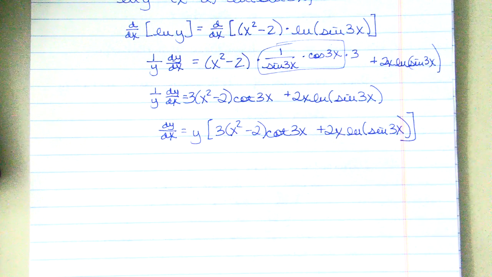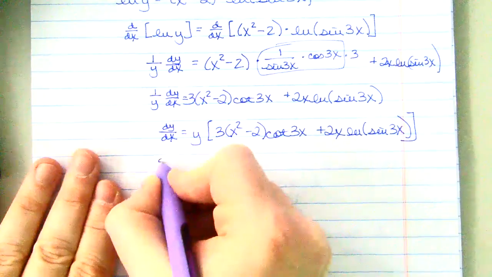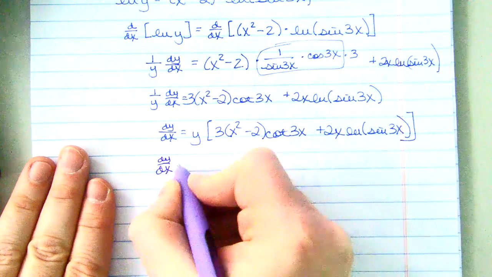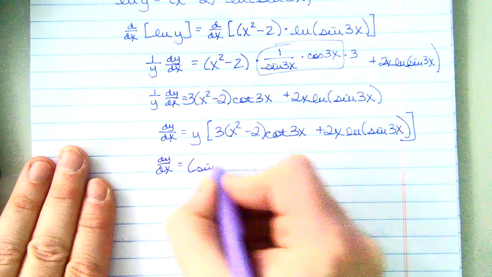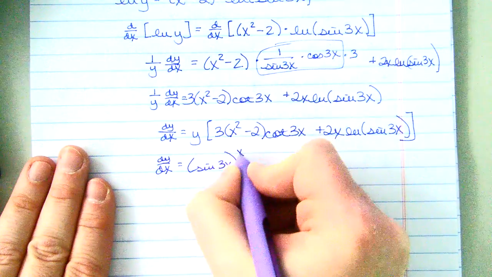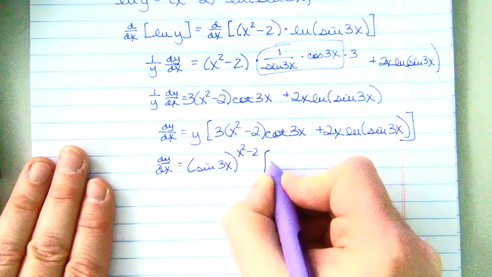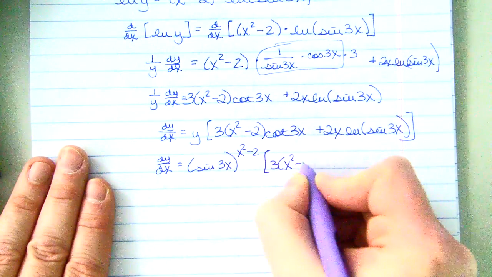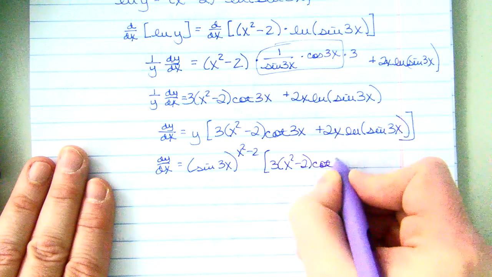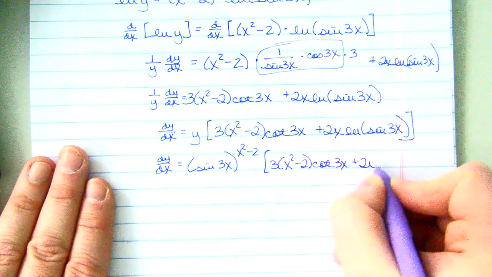I'm done. Am I actually done though with this problem? No, I'm done with this step, not done with this problem. Oh, what do we do? Yeah, replace the y with the mess that it was in the beginning. This is the sine of 3x raised to the x squared minus 2 times 3 times, well, I don't have to read this. You can just copy from the line before.